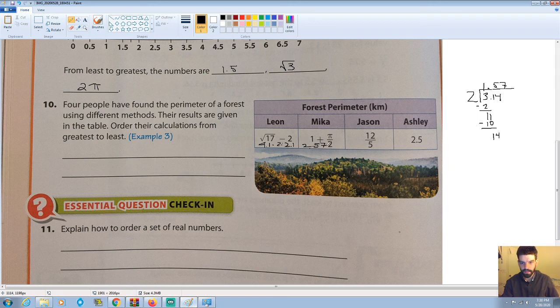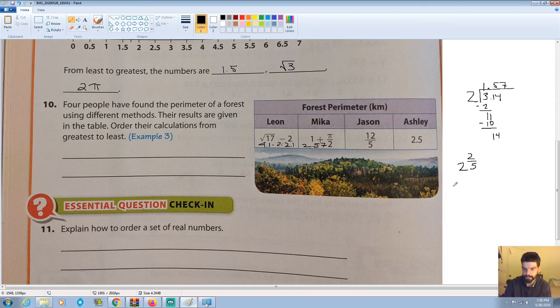Okay. For Jason, we have 12 fifths. If we wanted to put that into a mixed number, it would be 2 and 2 fifths. So remember, to change an improper fraction to a mixed number, you see how many times the denominator can go into the numerator, and then you put your remainder as the new numerator over the original denominator. Okay, so we have 2 and 2 fifths.